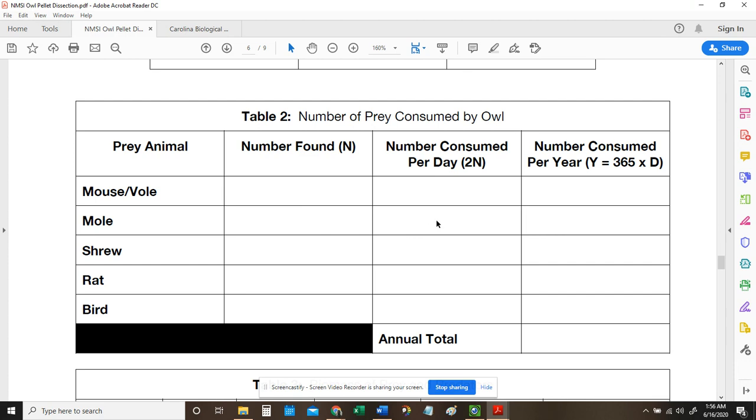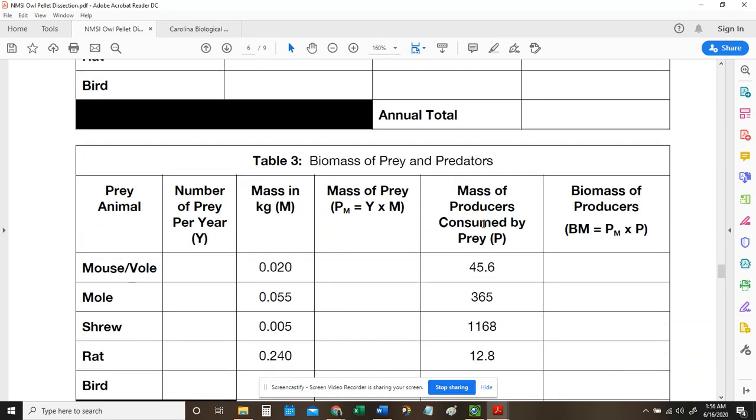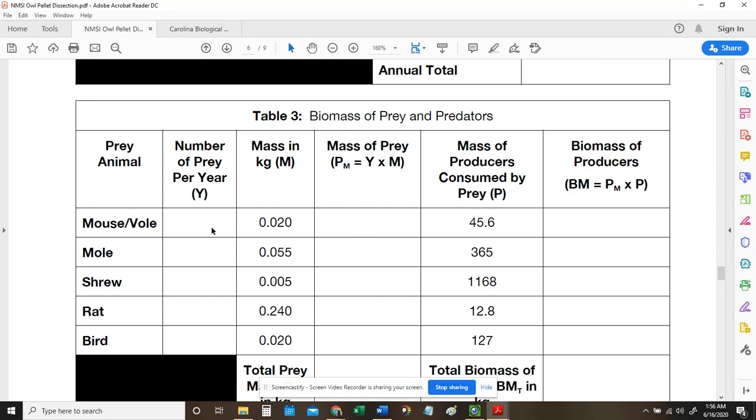How many were there? And then they multiply it by 2, because most owls do release 2 pellets per day. And then 365 days in a year, and then you can see how much this one owl consumed. And this is going to be important for some of the later things that you're going to do, because now you have the number of prey per year, and you can multiply that by their average mass. Okay, so if your students think the animal was a rat or a mouse, they can multiply that per year and then figure out the mass of producers.